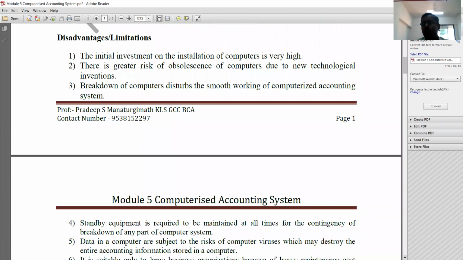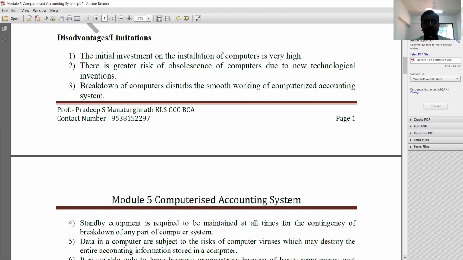We spoke so many good things about computerized accounting system. As I told you, it is very fast, it is very accurate, and anytime we can generate the statements, we can save time, and we can store huge data. Even I told you that it is economic. So many good things we spoke about this computerized accounting system. But this system is not free from drawbacks. It is not free from limitations. There are certain disadvantages or limitations with computerized accounting system.